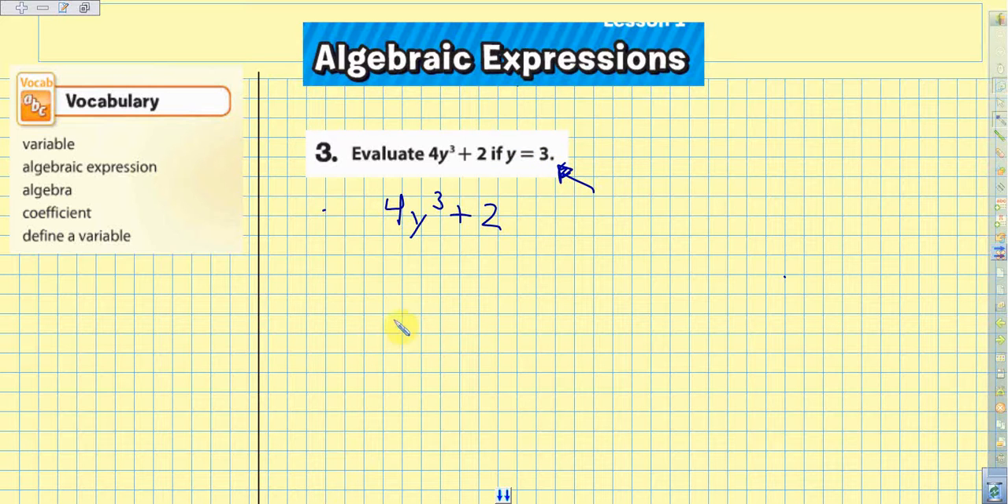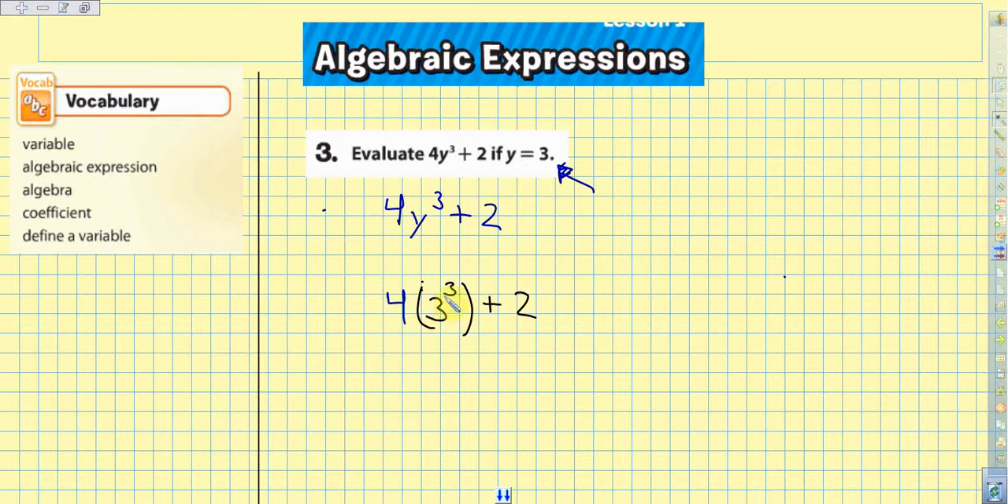In order to do that, you're going to have 4. Y is going to turn into a 3 because that's what they're telling us the value is. And you're going to multiply, which really is the power of 3. This means multiplication, 4 times y. So 4 is our coefficient, and I'm just going to put all that in parentheses plus 2.